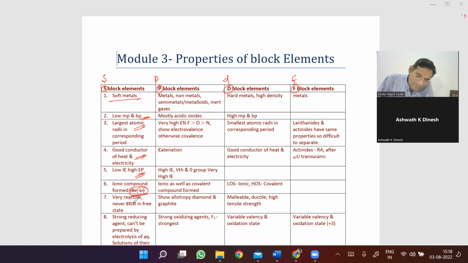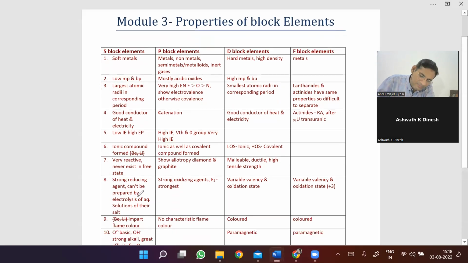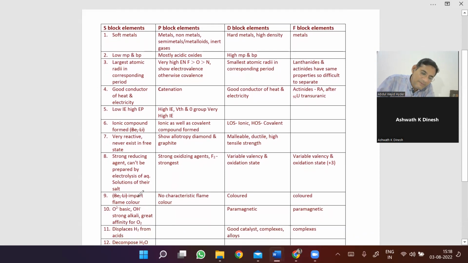These S block elements are very reactive and will never exist in the free state, but are highly reactive. Now see, these S block elements are very strong reducing agents and can't be prepared by electrolysis of the aqueous solution of their salts. They are very highly reactive, very strong reducing agents.